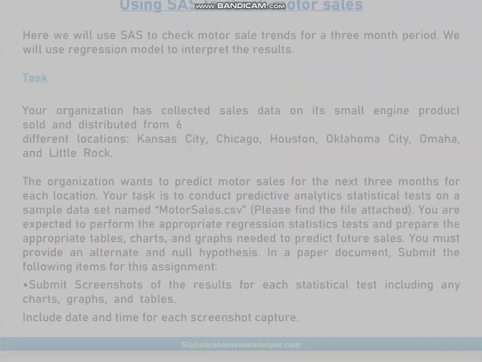Using SAS to check motor sales. Here we will use SAS to check motor sale trends for a 3-month period. We will use a regression model to interpret the results. Task: Your organization has collected sales data on its small engine product sold and distributed from 6 different locations: Kansas City, Chicago, Houston, Oklahoma City, Omaha, and Little Rock. The organization wants to predict motor sales for the next 3 months for each location.